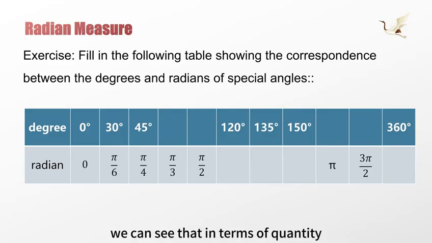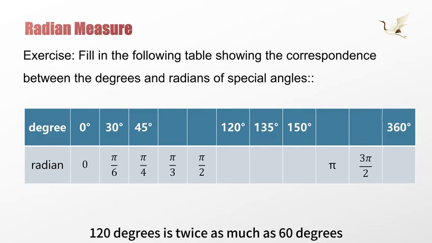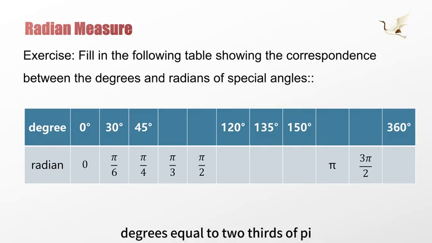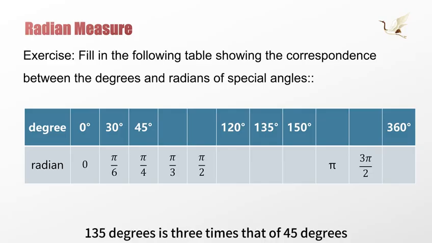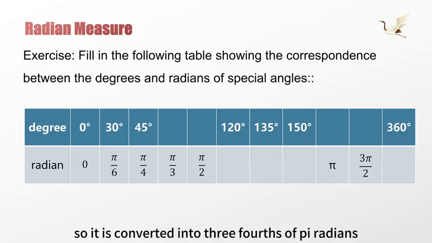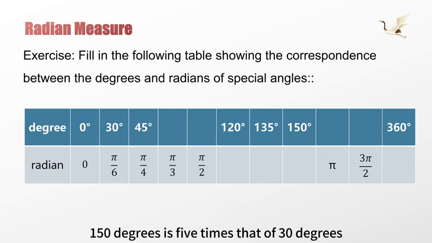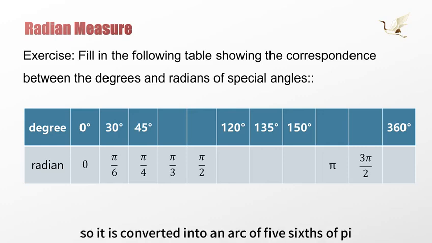We can see that in terms of quantity, 120 degrees is twice as much as 60 degrees, so it is converted into radians equal to 2/3 of pi. Similarly, 135 degrees is 3 times that of 45 degrees, so it is converted into 3/4 of pi radians. 150 degrees is 5 times that of 30 degrees, so it is converted into 5/6 of pi.